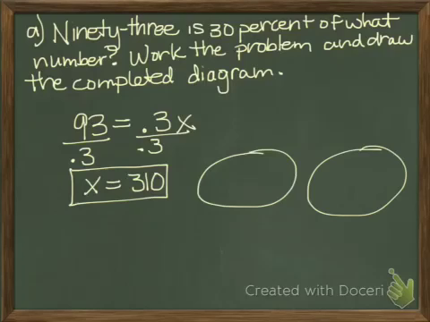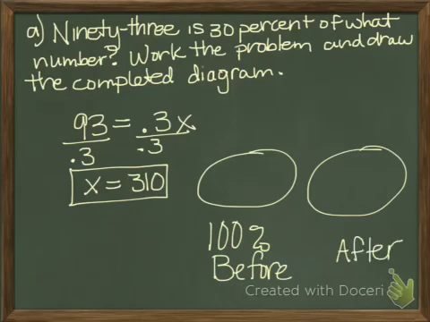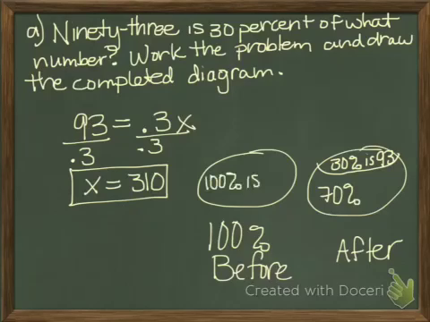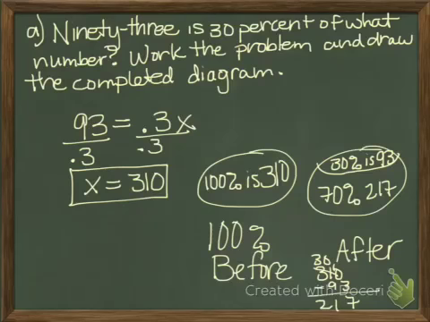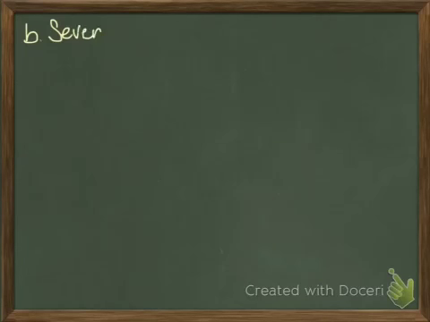Now we can draw the diagram. We have a before and after. Before is always 100%, and then in our after we have 30%, which we know is 93. Then we know 70%, and our total is 310. So if our total is 310, we just need to subtract 93. We get 217 to represent that 70%, and there are all the pieces of that drawing.